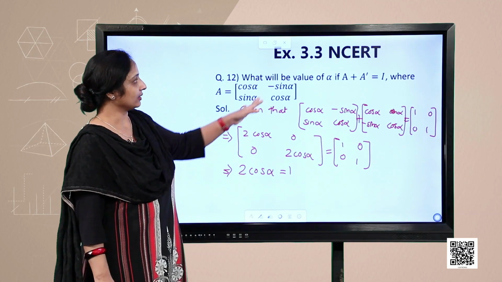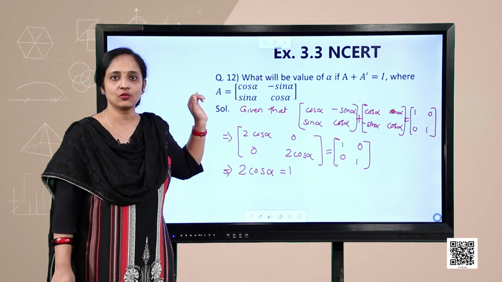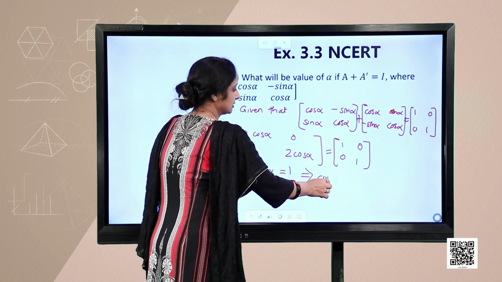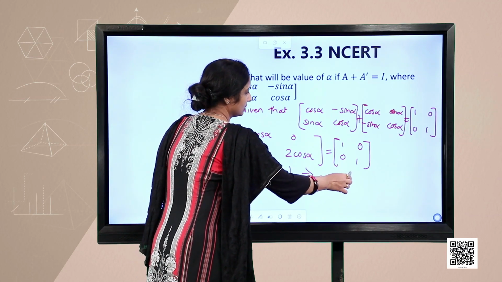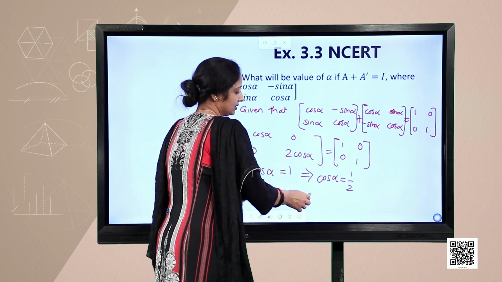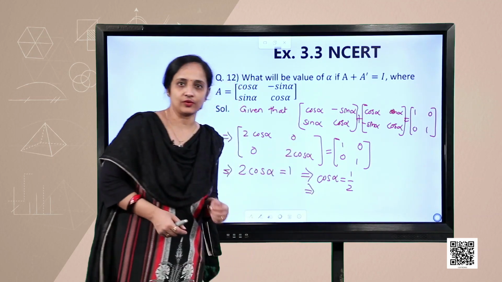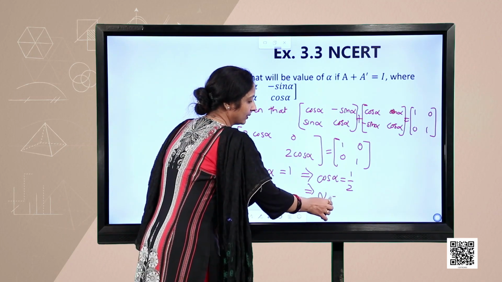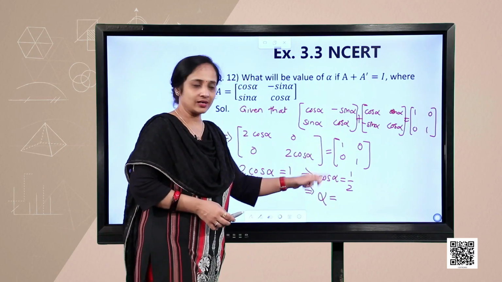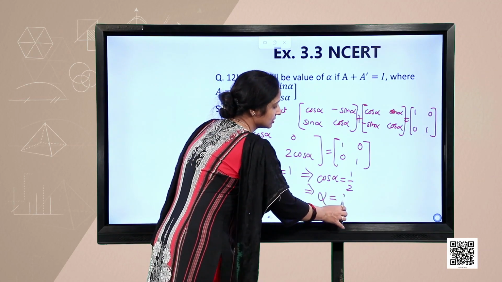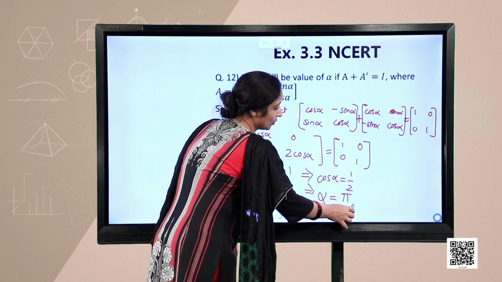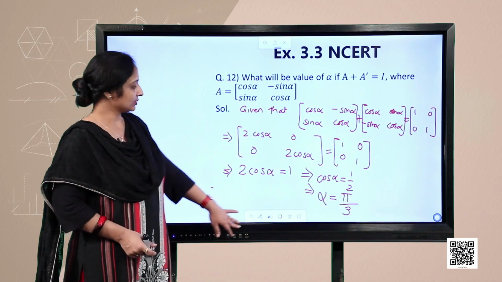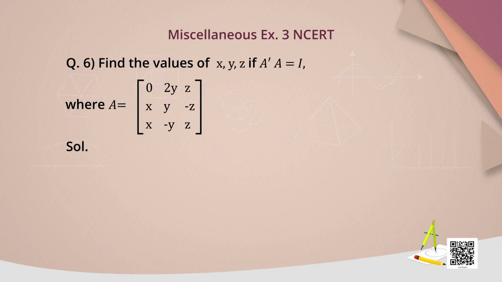But the question does not end here because you are supposed to find the value of alpha, the angle. That means cos alpha is half. So, can you think of value of alpha now? If cos alpha is giving me half, what will be value of alpha? Cos alpha is half, that means alpha is 60 degree, or you can say it is pi by 3. So, let us move on to the next question.